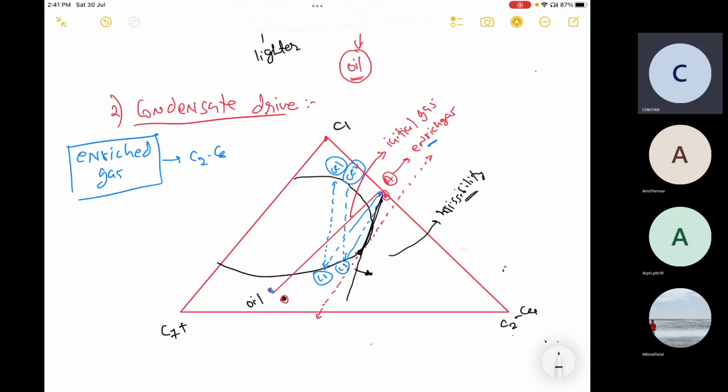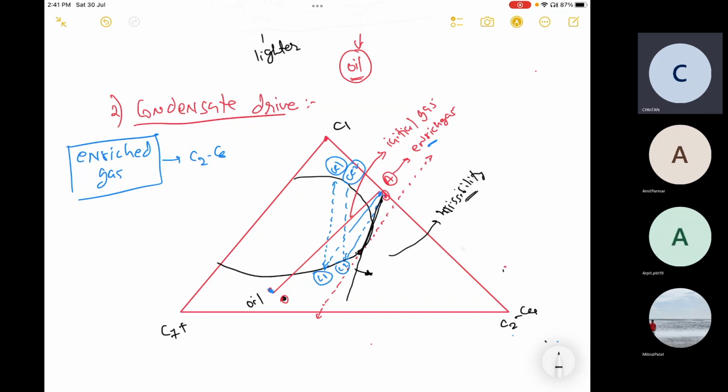So here an entirely reverse process is occurring. Now you can say what the difference is between the condensing drive and the vaporizing drive. In a vaporizing drive, the crude oil components which are lighter in nature will shift their mass toward the solvent. And in this case, the solvent will transfer its mass in such a way that it moves towards the miscibility zone.